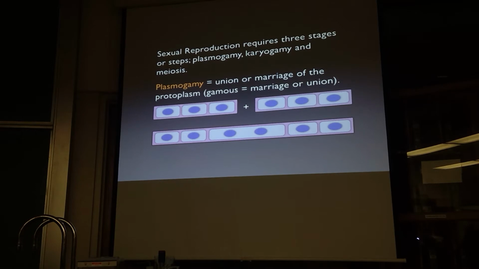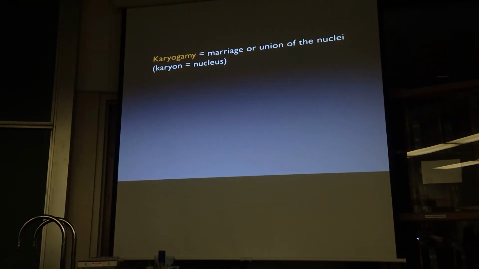That's plasmogamy. So where you had 2 separate cells, the wall disappears between them, and now the protoplasm has been joined. That's the first stage of sexual reproduction: let them meet and join up their protoplasm. The next step is karyogamy. And again, gamos means marriage or union, and karyon means nucleus. So this is going to be the joining of the nuclei.